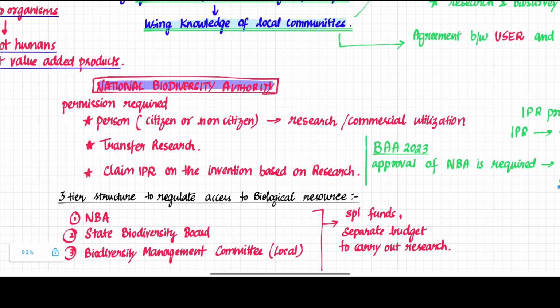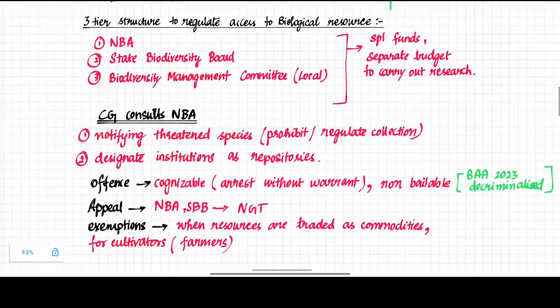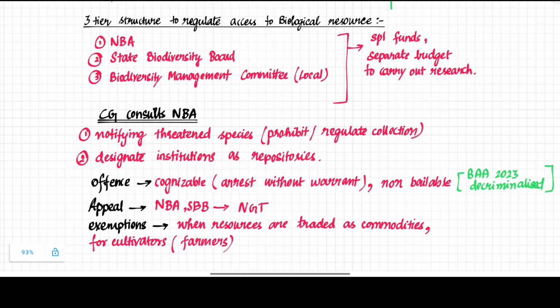Now we have boards or authorities, right? National Biodiversity Authority, State Biodiversity Board, and at the local level Biodiversity Management Committee, right? Now, the central government has to consult the National Biodiversity Authority with respect to threatened species. If some species is being threatened, how can biological research activity be done on those species? We cannot extract or use those species, right? So, notifying a threatened species is going to prohibit or regulate the collection and designate institutions or repositories.